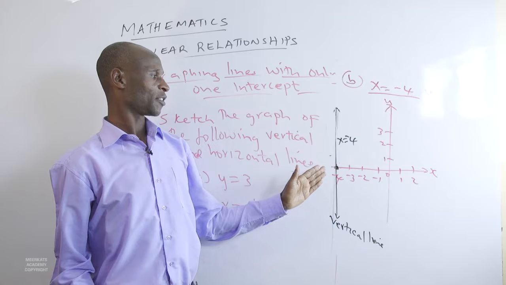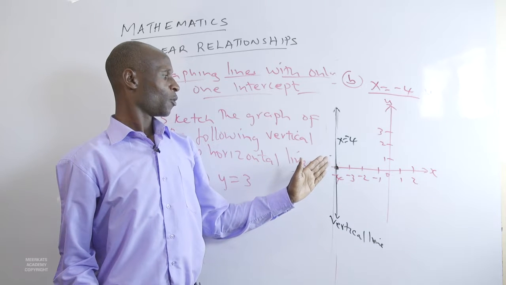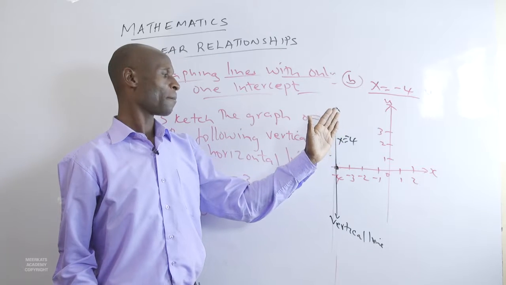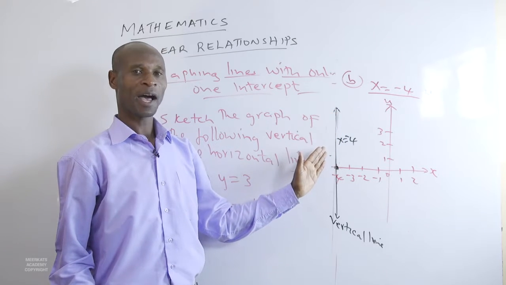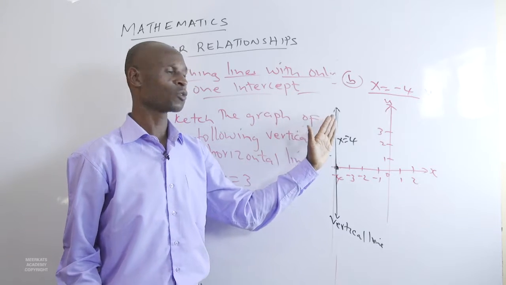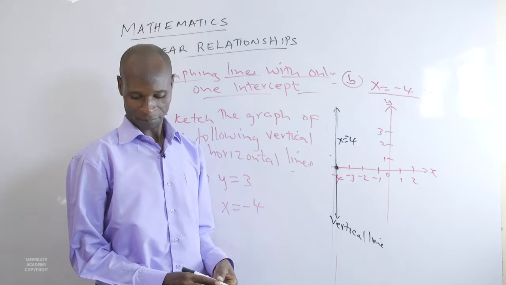So all lines which are in the form of x is equal to a constant are passing through the x-intercept, and they are always vertical, and they are always parallel to the y-axis.